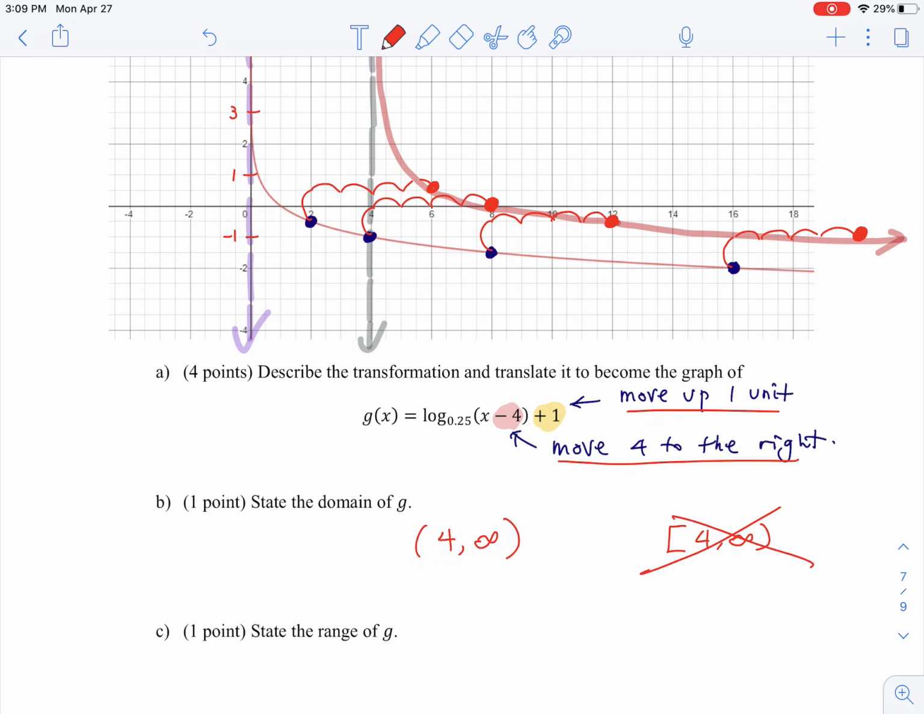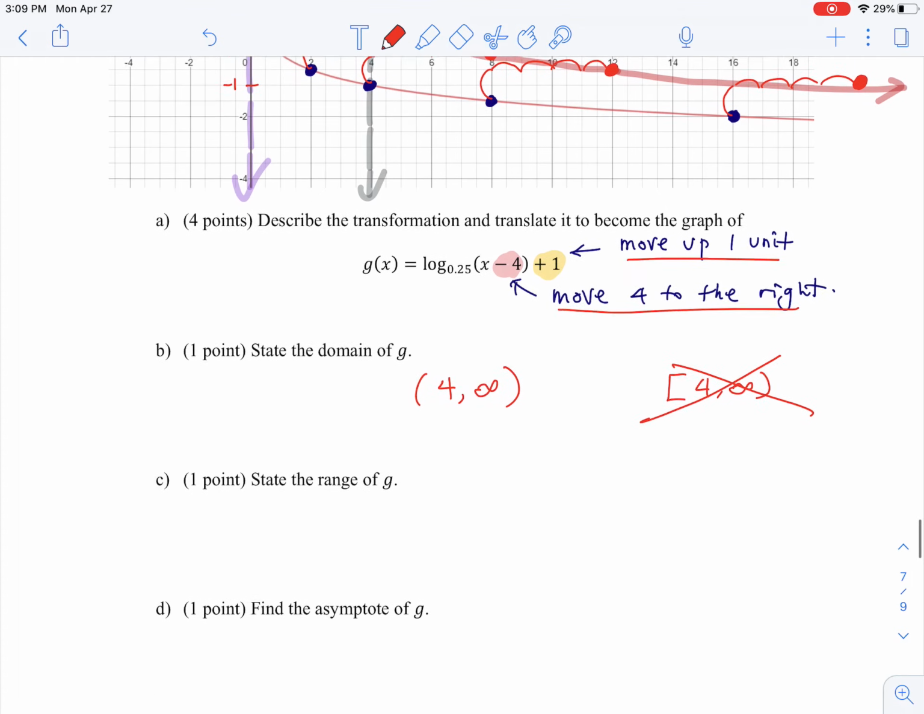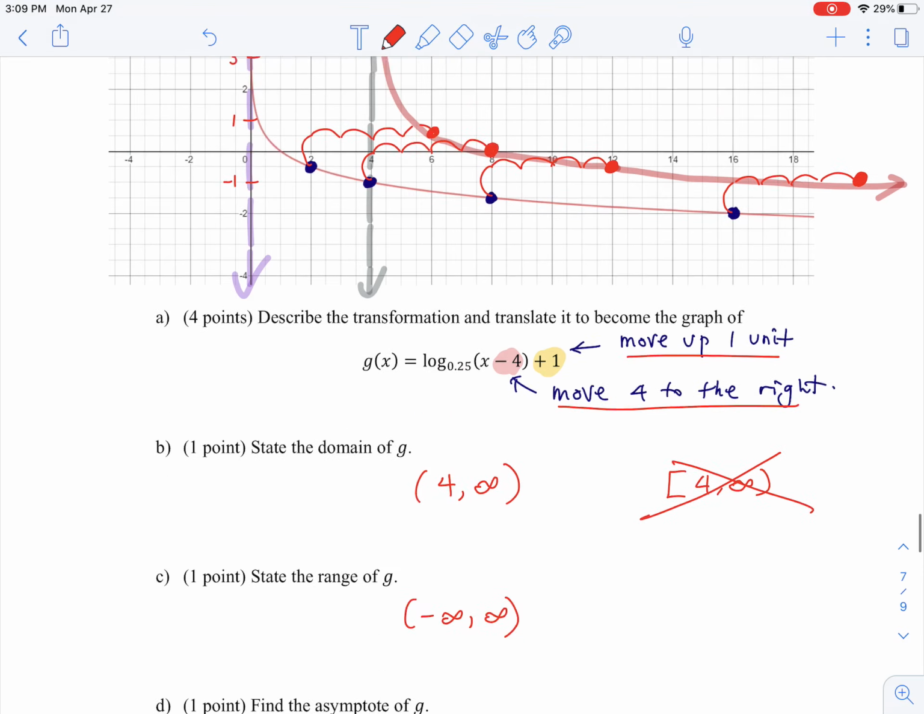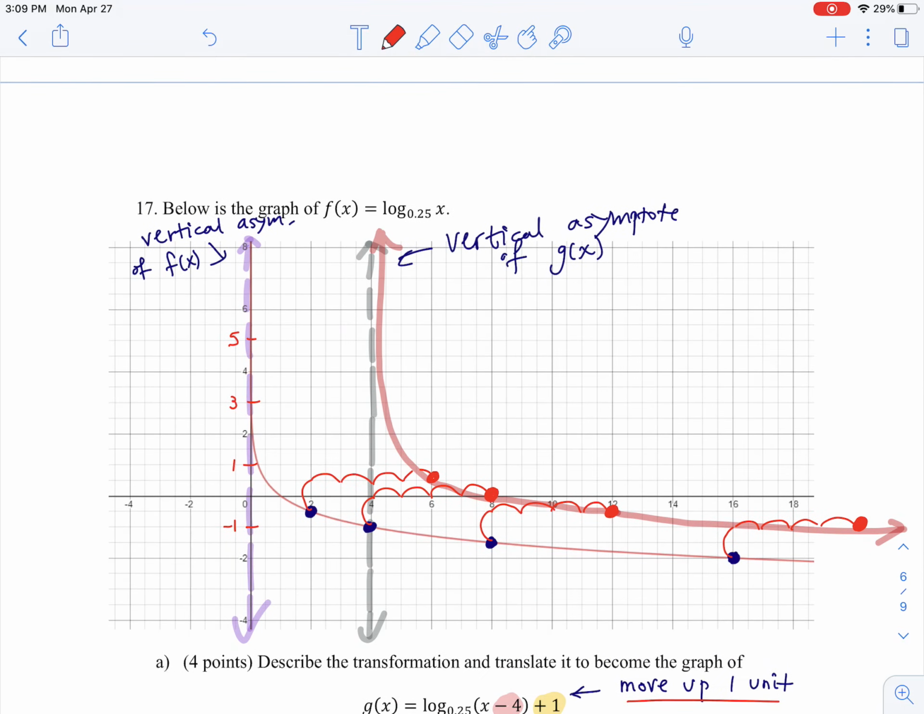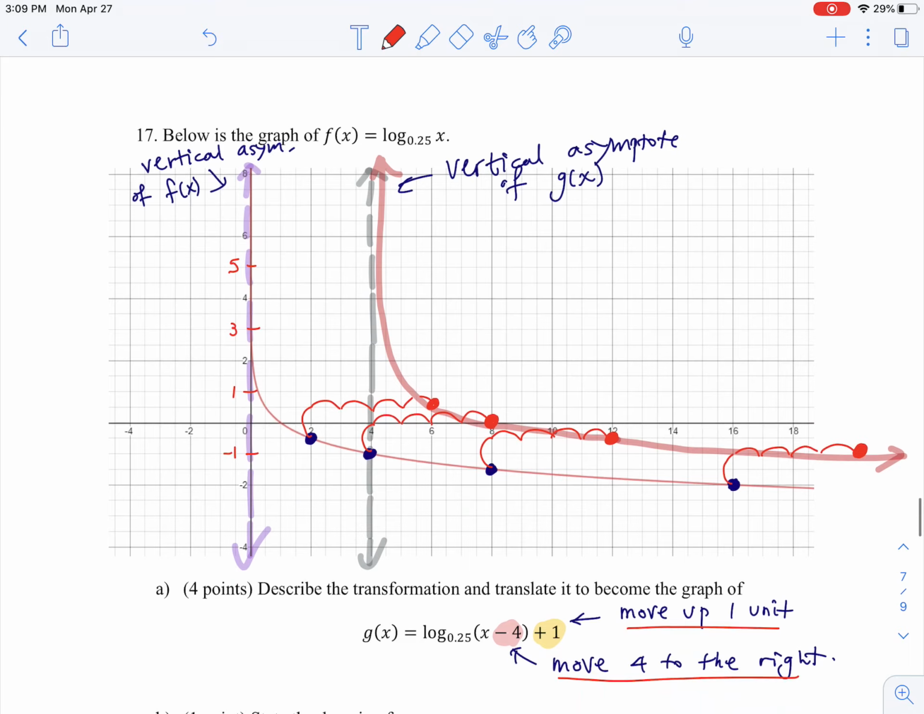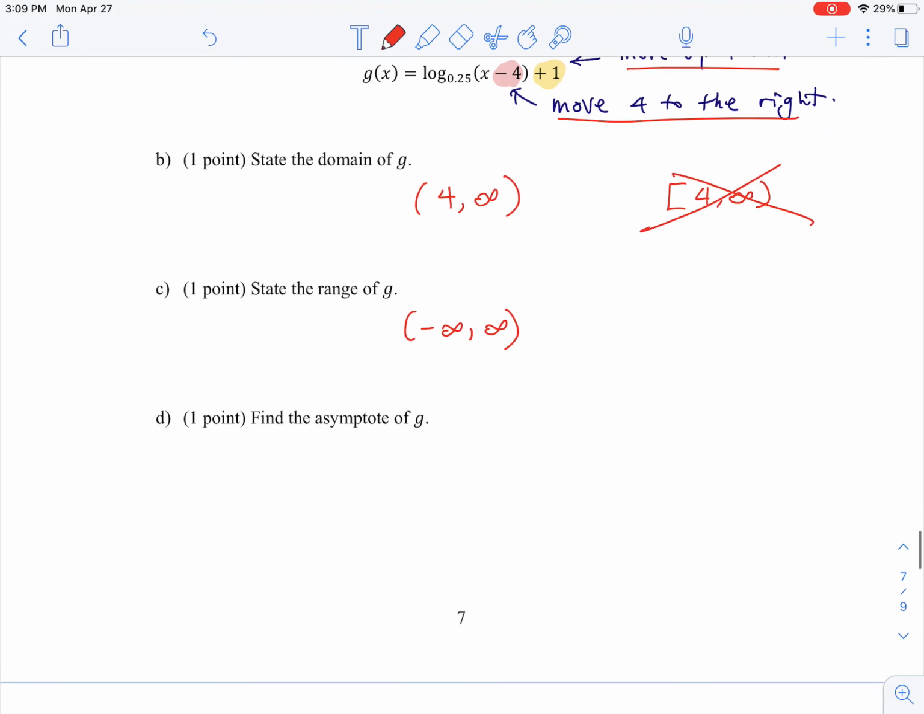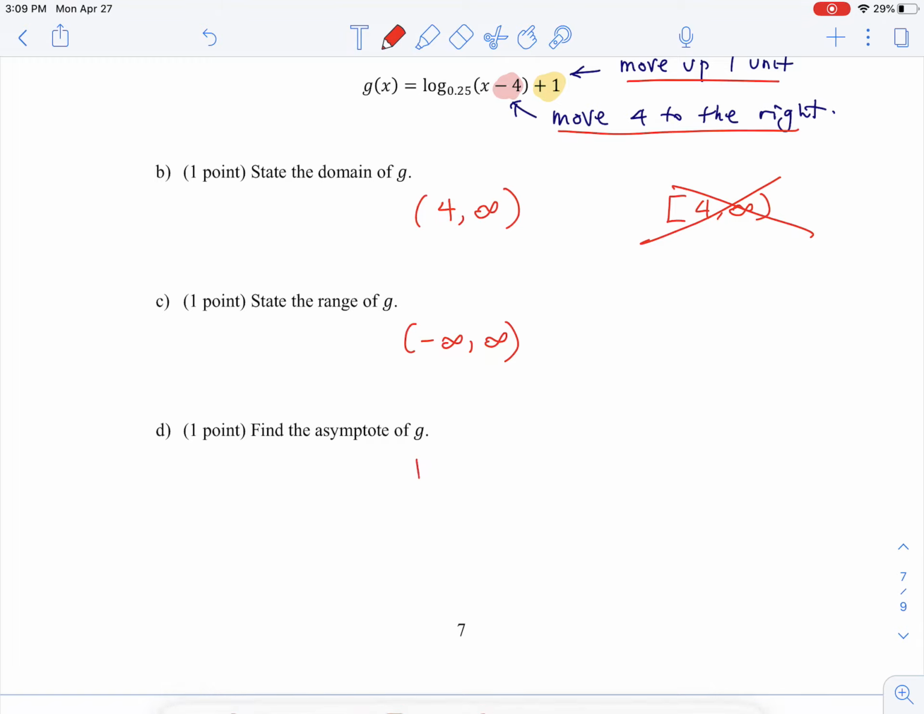Now, what about the range? Remember, an exponential function's domain is all real, so its inverse function, the logarithmic function's range is always all real. I know it kind of looks like it's slowing down, but it's going to go down forever to the right, and it's going to go up as it gets really, really close to x equals 4 on that side. All right, find the asymptote of g. Well, we already found it, right? We have a vertical asymptote at x equals what number? 4. And that was based on the horizontal translation of moving 4 to the right. All right, so that's that. We're done with that one problem.